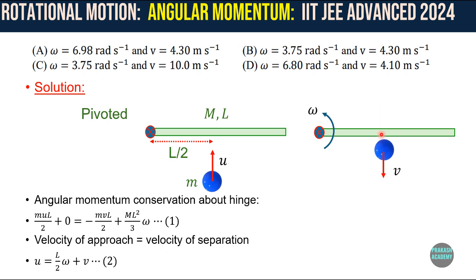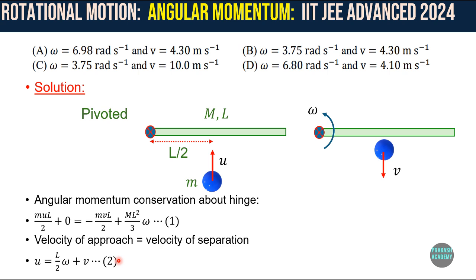For this point, this is the omega and this distance is L by 2. So this point is basically moving in a circle of radius L by 2. So velocity will be L by 2 times omega in this direction, and v in this direction. So what is velocity of separation? L by 2 times omega plus v. That is velocity of separation. Let's call this equation 2.